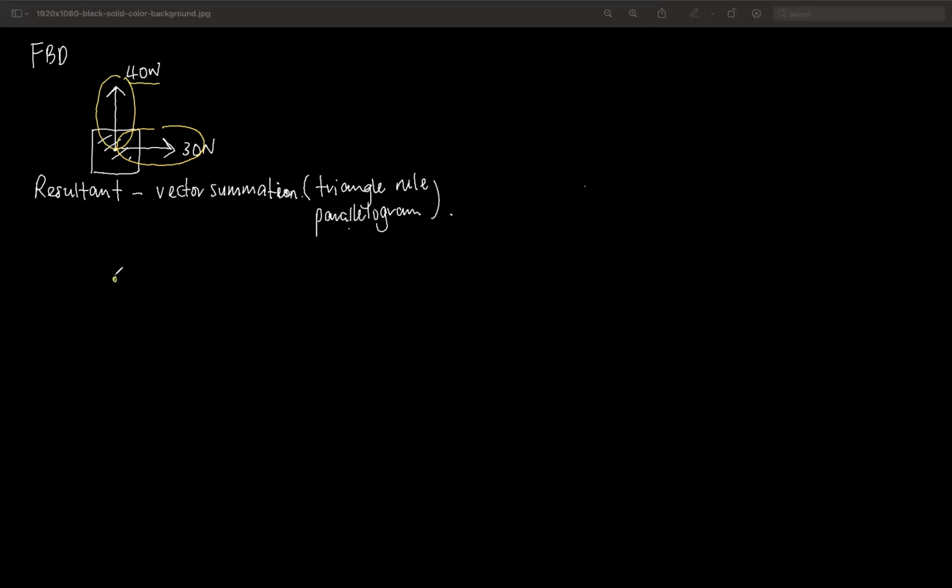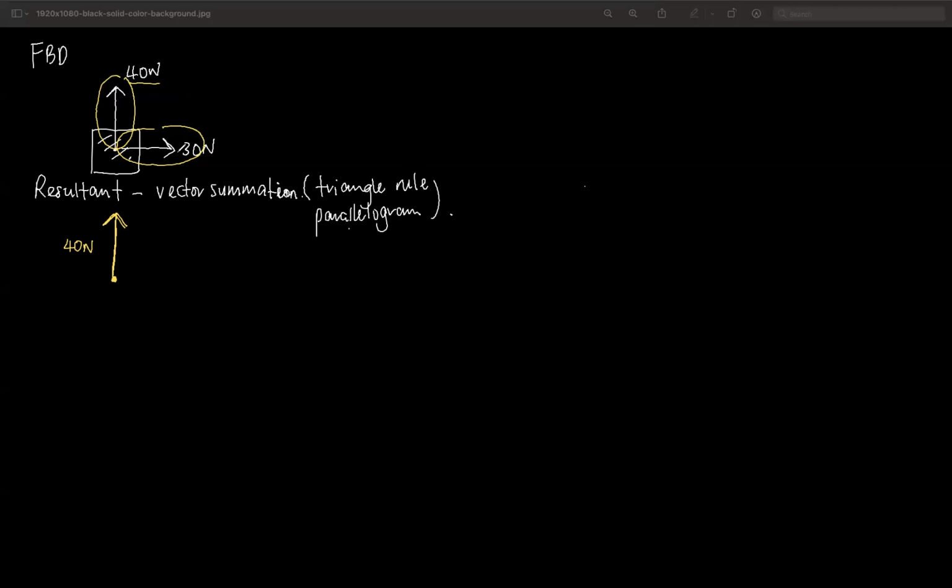To start from the origin. Okay, this is the origin. I pick any vector. Let's say I pick the 40. Now I pick the 40, I move it over here. Draw it without changing the direction of it. 40 Newton going up, vertical like this. And then from here, I'm going to join to the next vector.